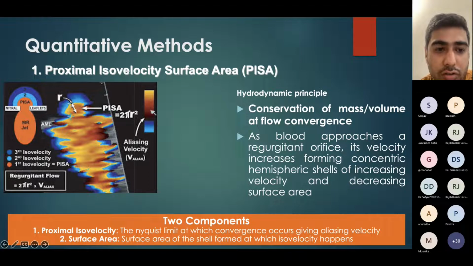As we can see, there is a change in the color flow pattern from blue to the red zone, and red is the area of the aliasing velocity. So we need to identify this particular shell, which is the proximal isovelocity surface area, the surface area of this shell at which the isovelocity happens. We need to identify the r value, which is the radius from the leaflet tip to the area of the shell at which the aliasing is happening.